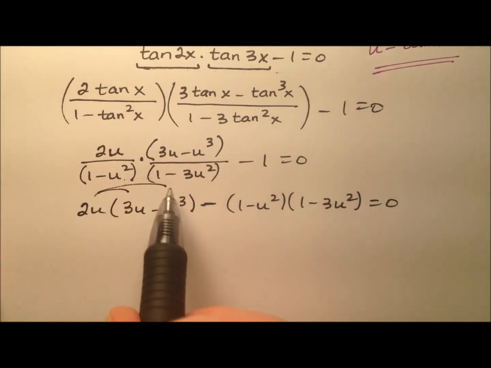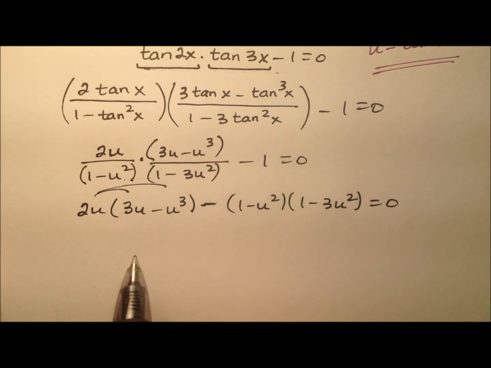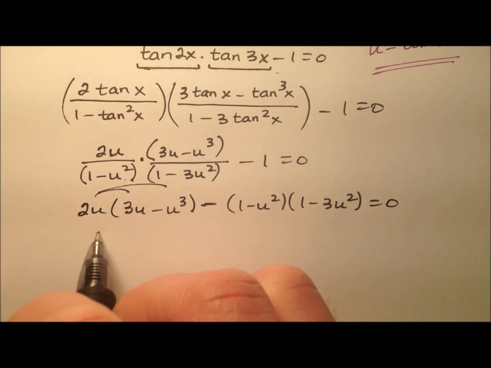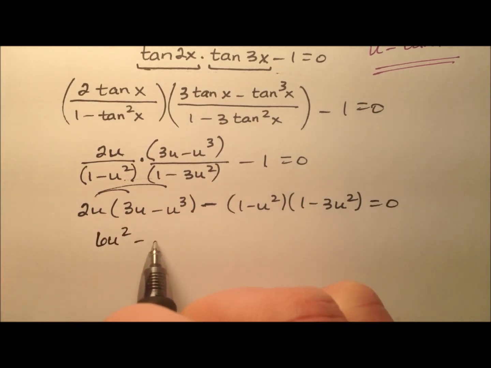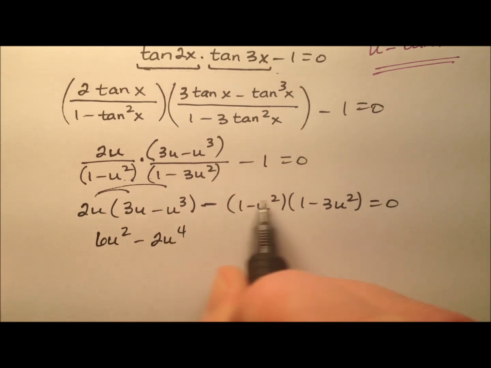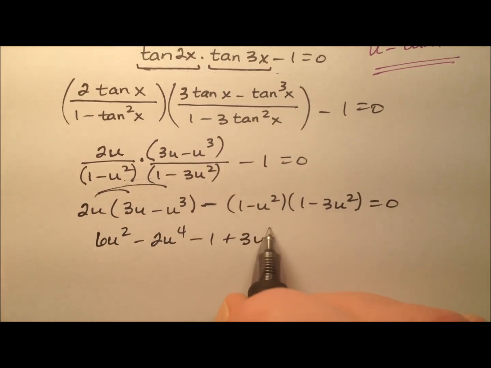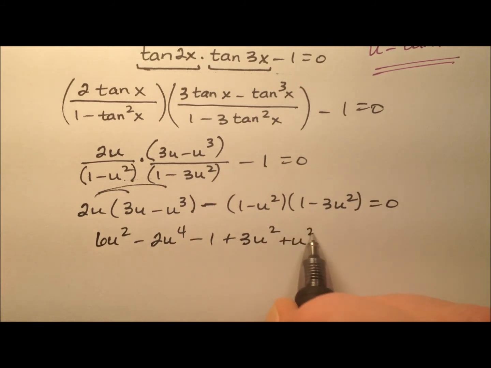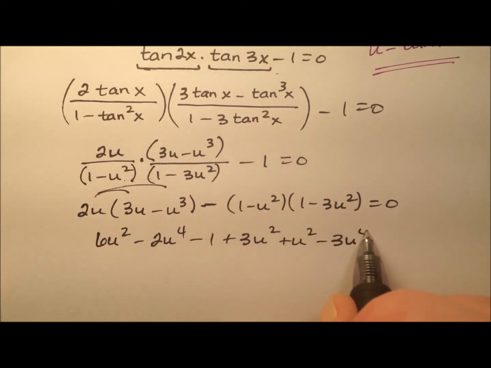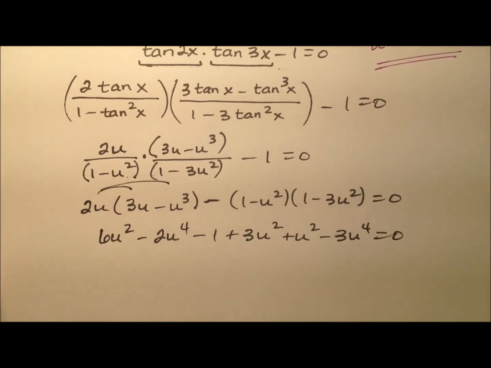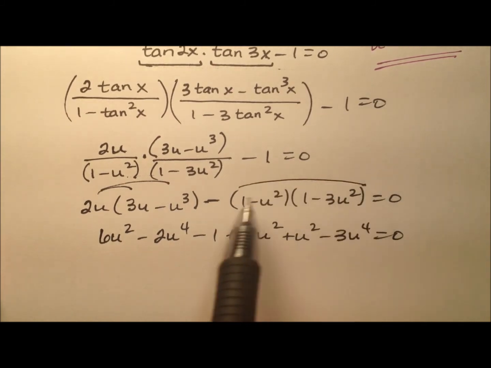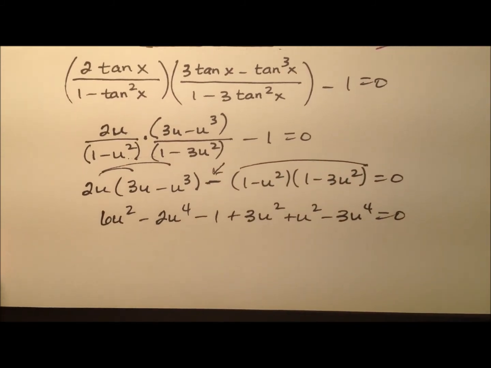Okay, so let's go ahead and multiply all these terms out and see what we have. So it looks like 6u squared minus 2u to the 4th minus 1 plus 3u squared plus u squared minus 3u to the 4th equals 0. And that's foiling through here and including this negative as well. So let's combine like terms.